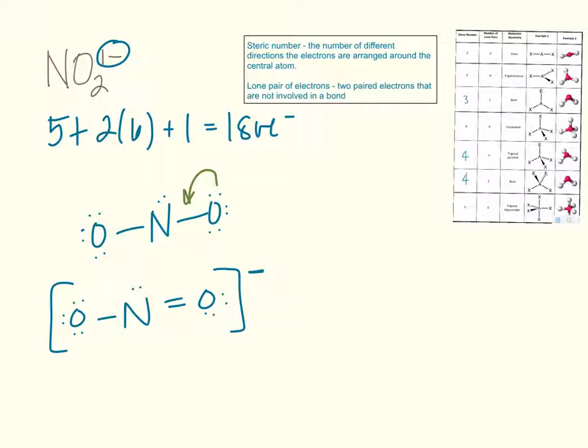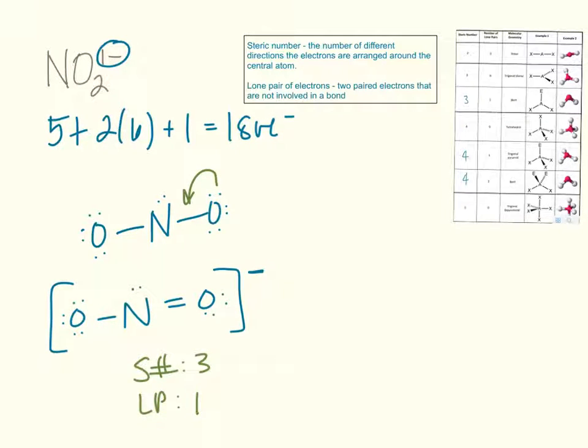Okay, so in order to find my shape, I have to count my steric number. And so remember, the steric number is just the number of different directions that the electrons are arranged around the central atom. And so they're arranged here's one direction, here's another, and here's another direction. And so that's 3 different directions that the electrons are arranged around the central atom. Now for lone pairs, I have this time 1 lone pair on my central atom, and so my lone pair is going to be 1.